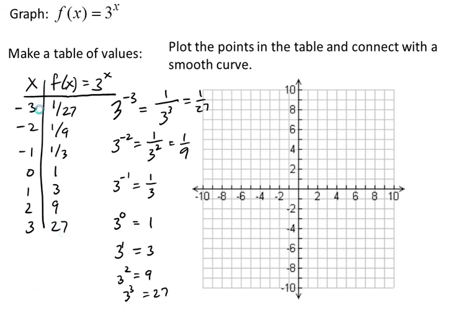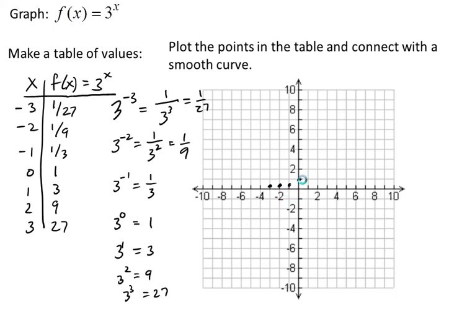It's -3, 1/27. So 1/27 is just a little bit greater than 0. It's a positive number, but it is a fairly small positive value, so it's pretty close there to the x-axis. 1/9 in the same way. There's going to be pretty close to the x-axis, a little bit higher. 1/3, a little bit higher.